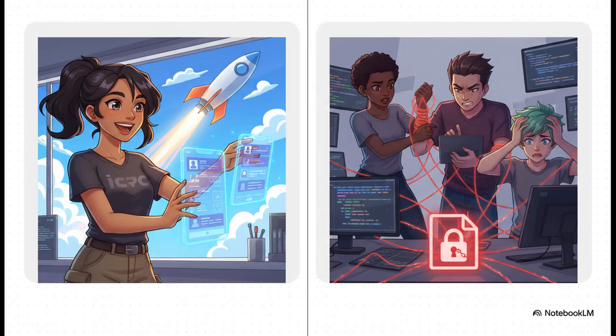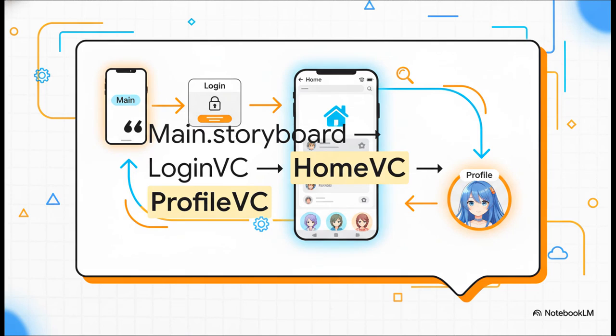And this is where you really see the big trade-off. On the one hand, storyboards are amazing for getting started. You can build out a prototype super fast. But, and this is a big but, they can be a nightmare for teams. Because everything is in one giant file, you get these things called merge conflicts. That's when two developers change the same file and your version control has no idea how to put them together. It's a huge bottleneck.